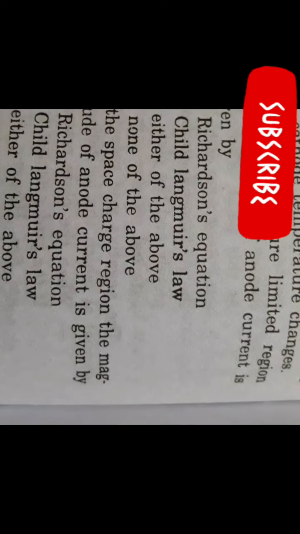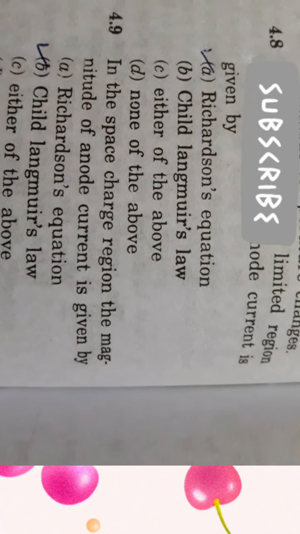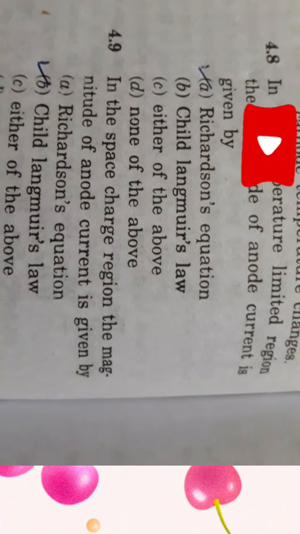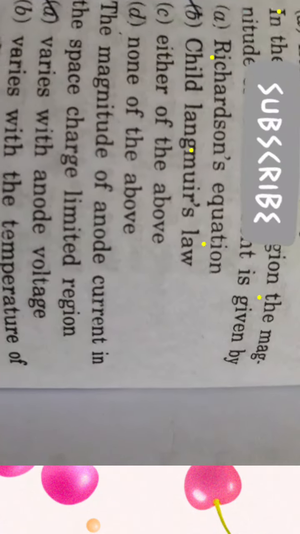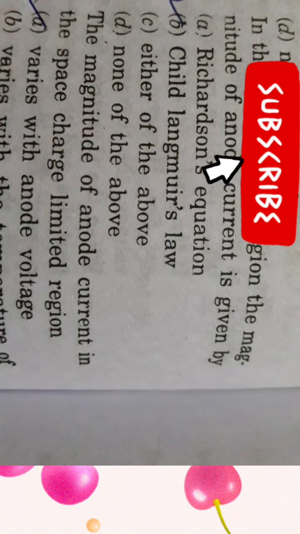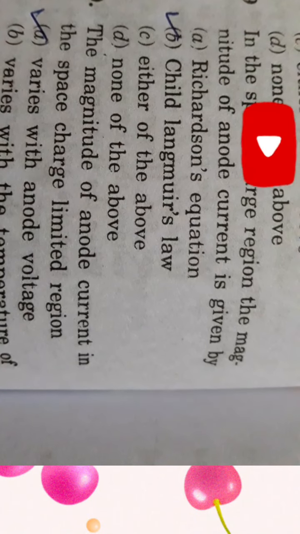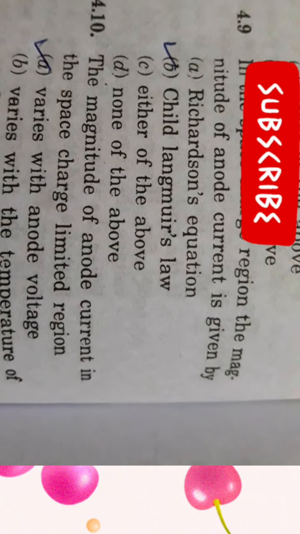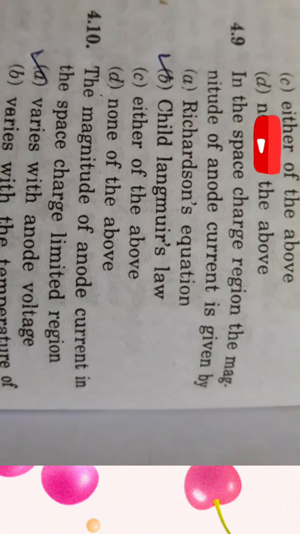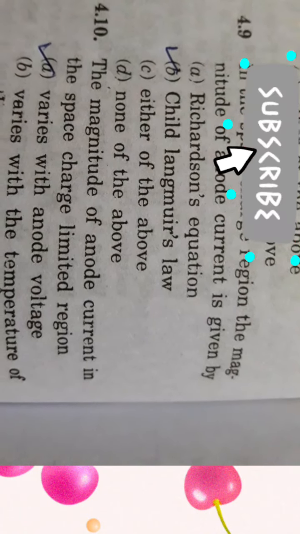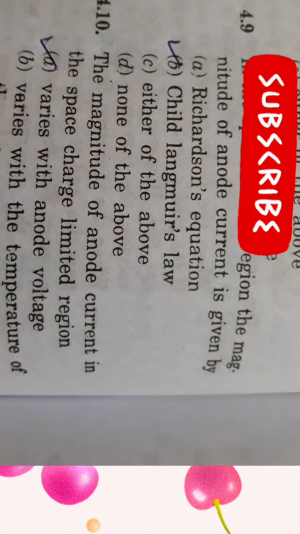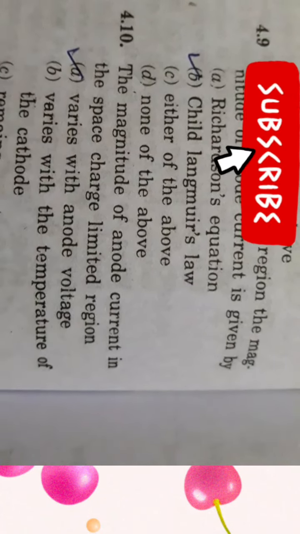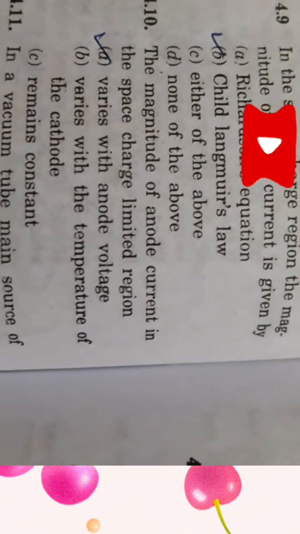Above and none of the above. The answer of the question is Richardson's equation. And next objective: in the space charge region, the magnitude of anode current is given by Richardson's equation, Child-Langmuir's law, either of the above, and none of the above. Child-Langmuir's law. Answer B is the answer.